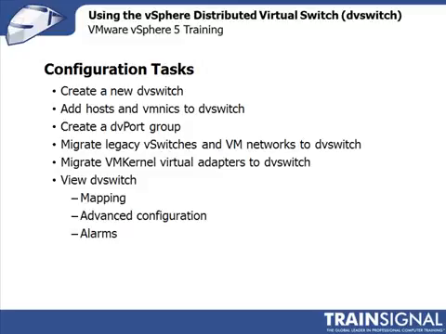We're also going to view the dvSwitch mappings, the advanced configuration, the alarms. We're going to talk about private VLANs. We're going to talk about secondary VLANs and how you configure them and all that good stuff. That's it. Let's go ahead and switch into our GUI and let's start configuring some stuff.